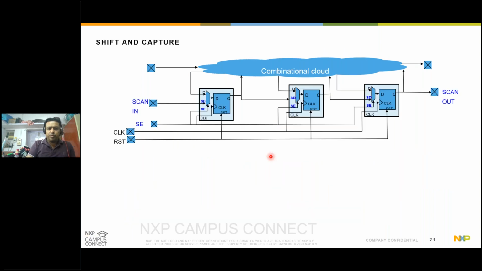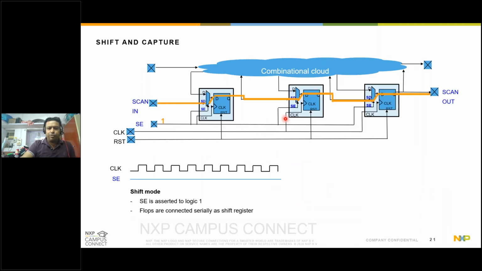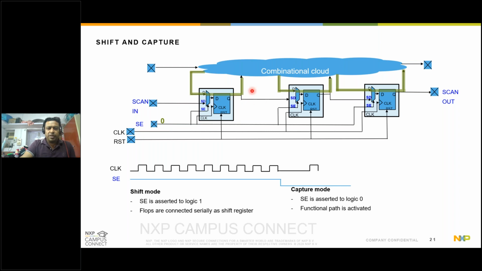In order to do that, I have to introduce two modes. One is called shift mode. In this shift mode, scan enable is asserted and the SD path of the scan-inserted flop is activated to form a shift register. In the other mode, my scan enable would be deasserted, and instead of activating the shift register path, my normal functional path would be activated so that I can capture the response coming from this combinational cloud.